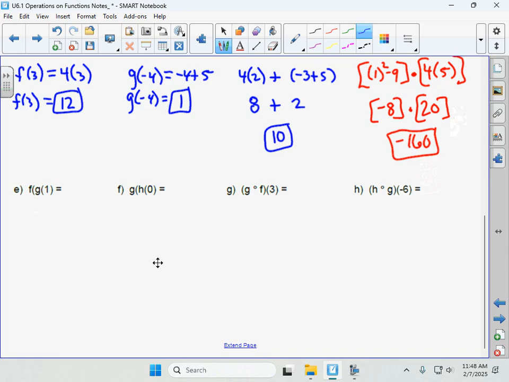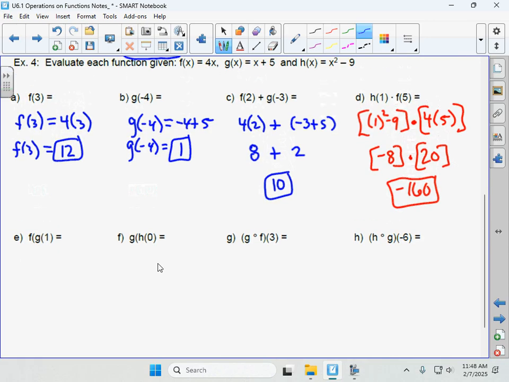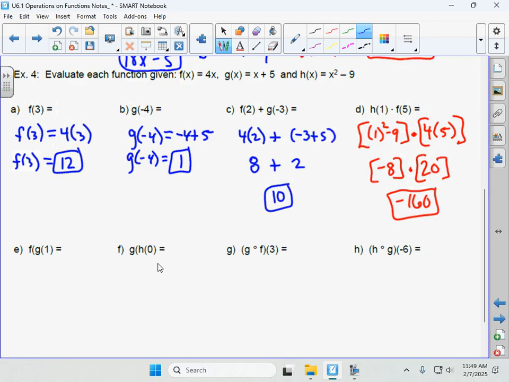All right, E, find f of g of 1. All right, so this is a composition. All right, so that means that we're going to find g of 1 first, because you have to work on the inside parentheses. And let's see, there should be another parentheses right there, second parentheses. All right, so we're going to find g of 1 first. So it says plug 1 into the g function, so that's 1 plus 5. So that says f of 6.